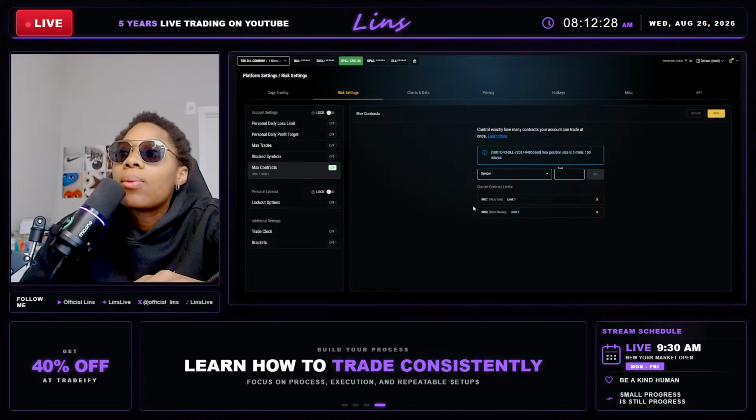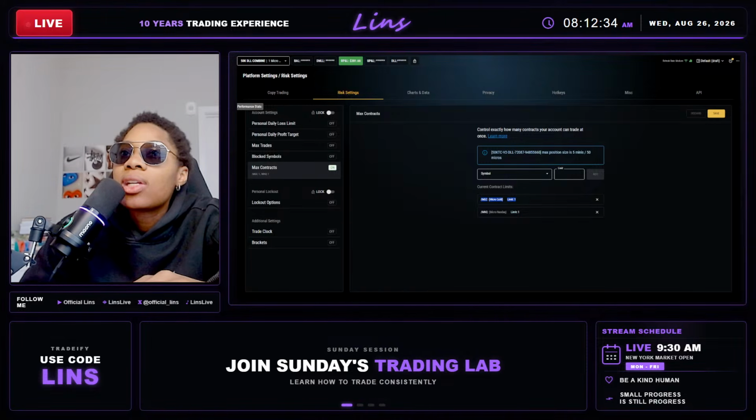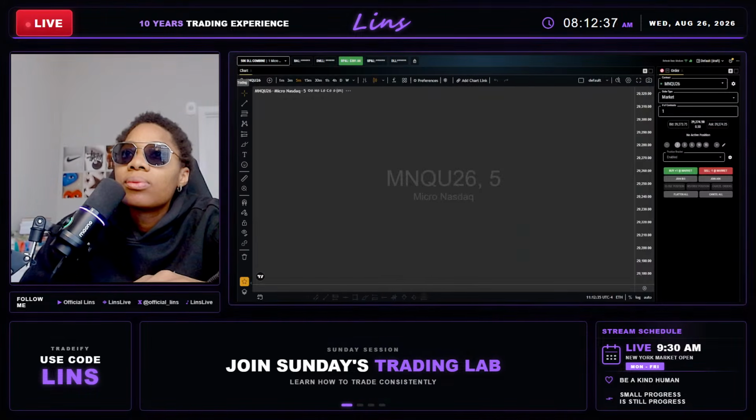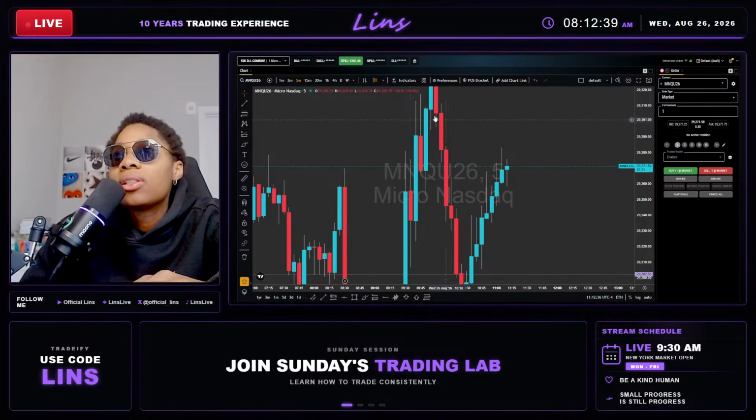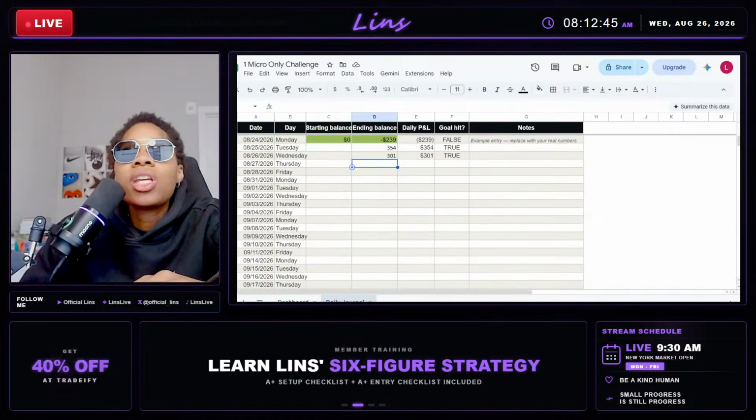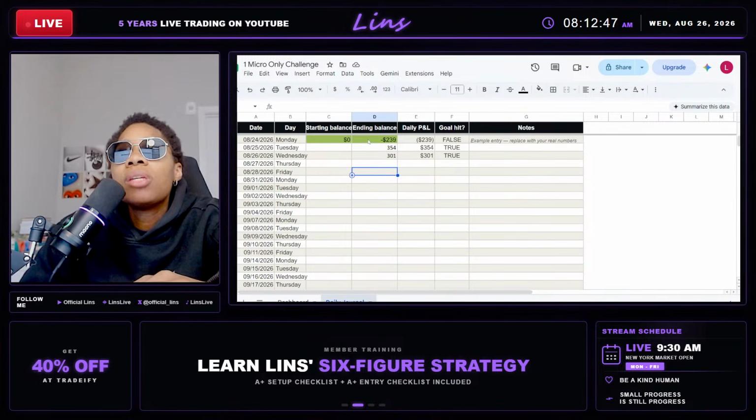Okay, so we keep that restriction on. So only 1 contract for this challenge. That's it. No scaling up. Straight skill. So now that you saw those numbers, I did not put the change in the journal, but I am keeping track. Monday was minus 239. Yesterday was plus 354. Today was plus 301. Again, I did not include the cents.